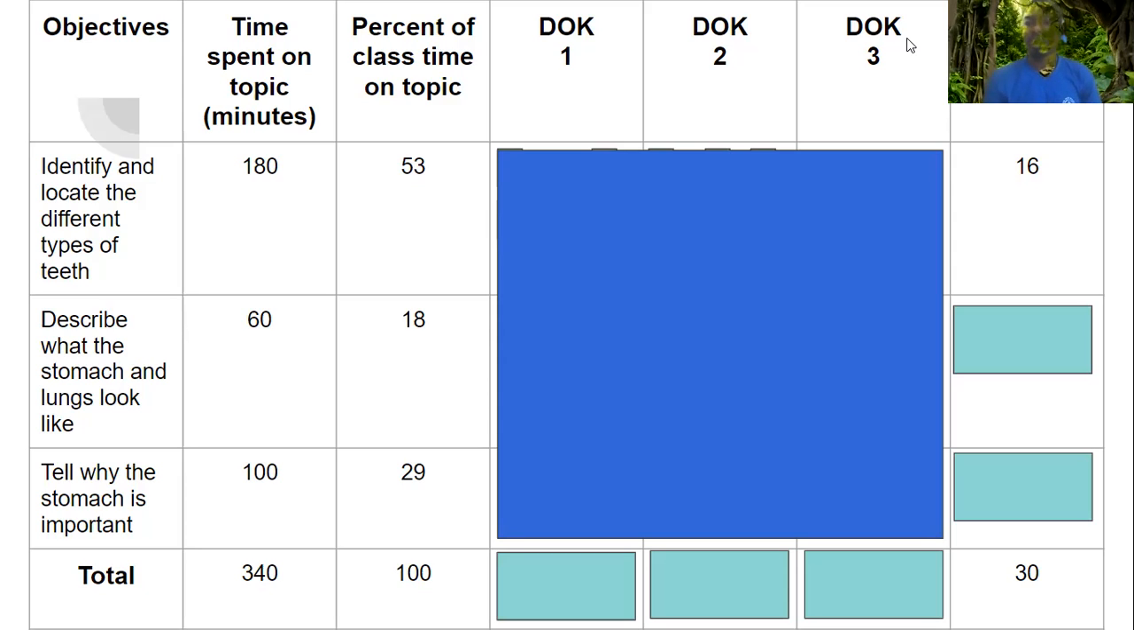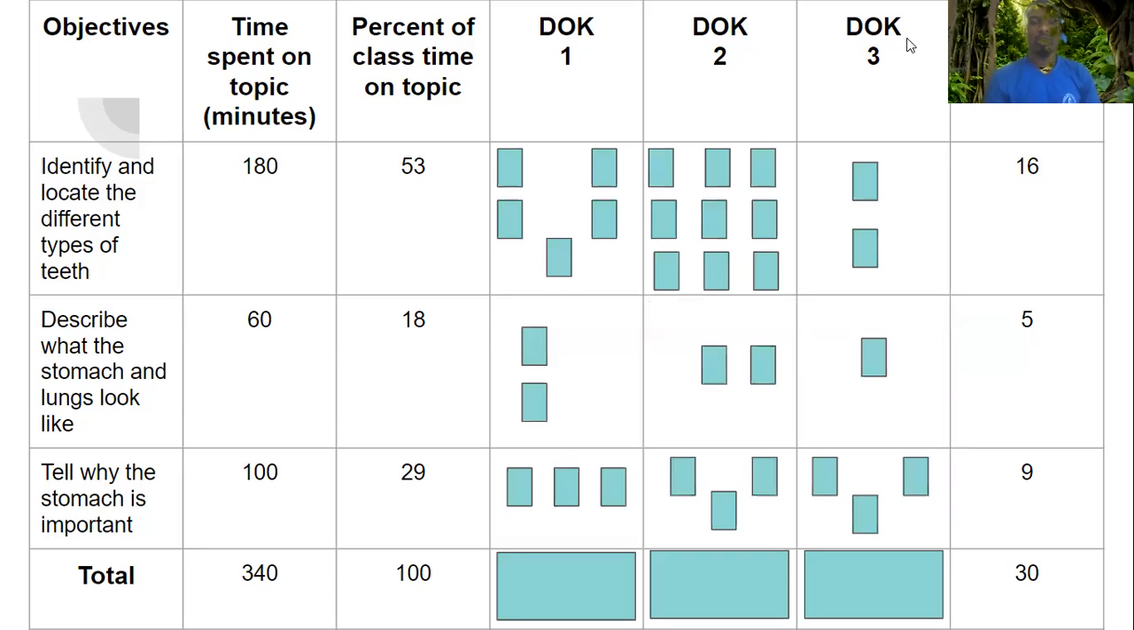For the second objective, using that same calculation, I'm going to have 5 questions based on this table of specifications. And for the third objective, I'm going to have 9 questions. Good? All right, so the next thing now, I'm going to allot the questions. How do they flow? So we think about DOK levels. We think at DOK level 1, DOK level 2, DOK level 3.